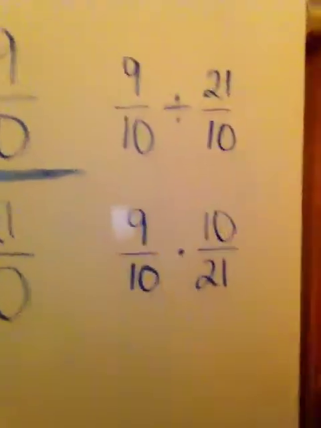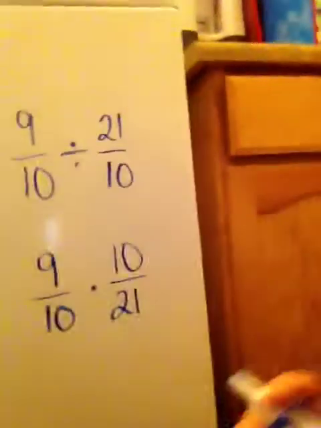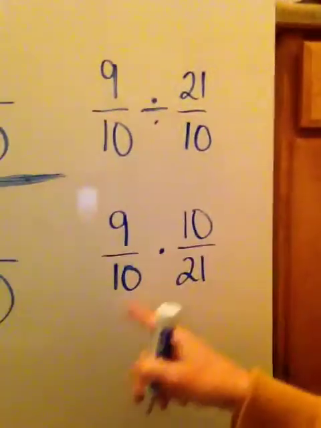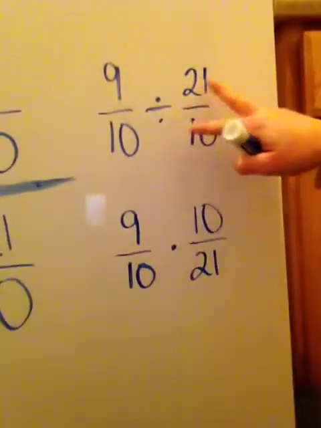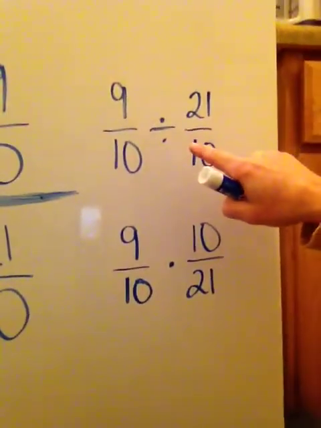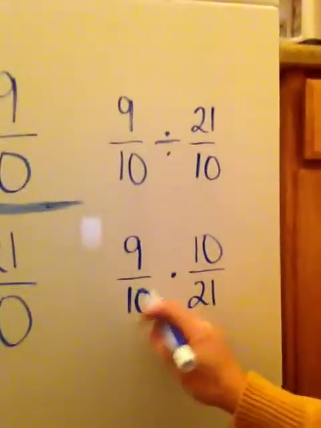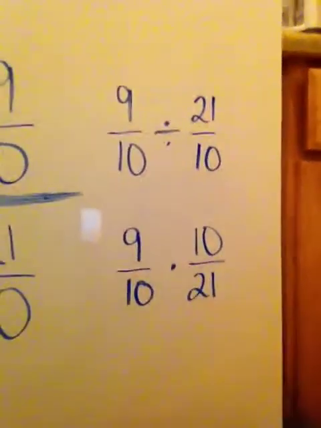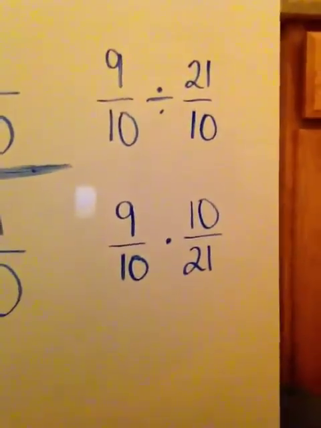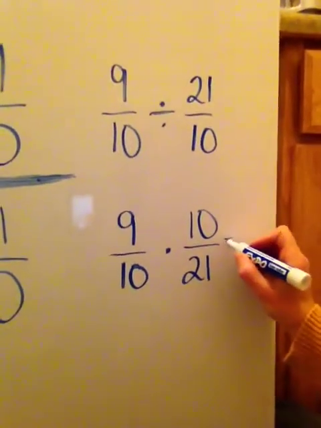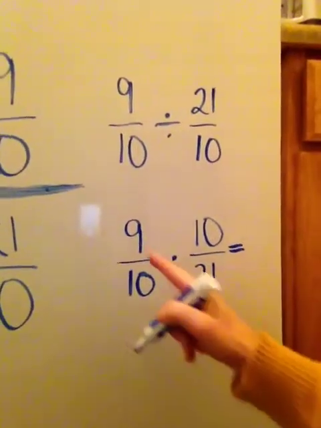This might be an easy one for those of you that understand the cross-cancel thing, because you have a 10 upstairs and a 10 downstairs. Notice I can only do that now. I didn't even consider it when I was looking at the division problem. You cannot do it unless it's multiplication. Okay, so I cancel my 10s, and then I'd be left with 9/21. Or if you know a 3 comes out of both of those, you can reduce it even further. Let's just multiply and not do the canceling stuff, though.